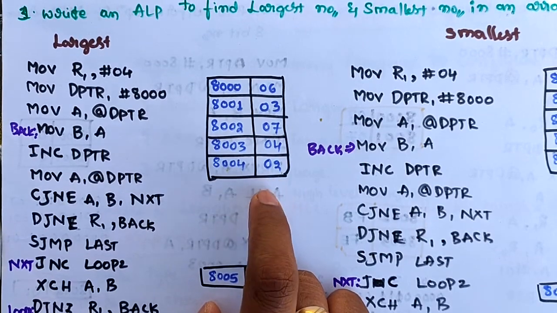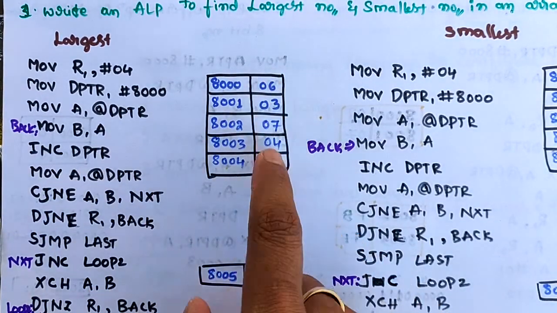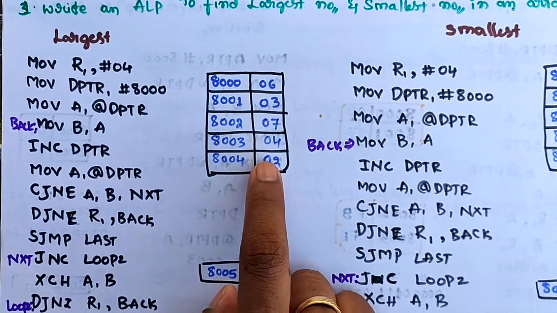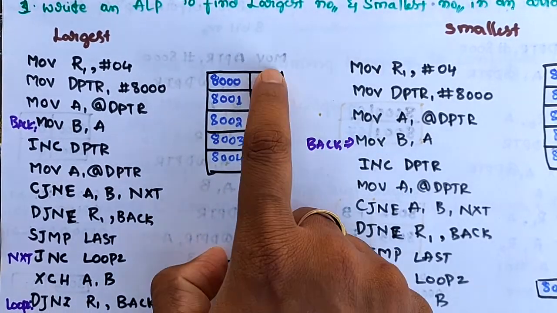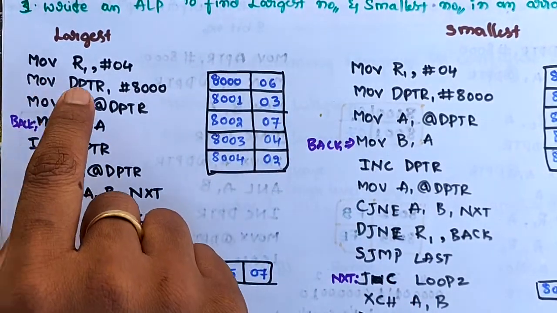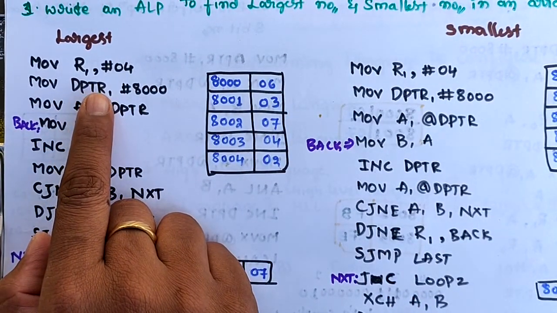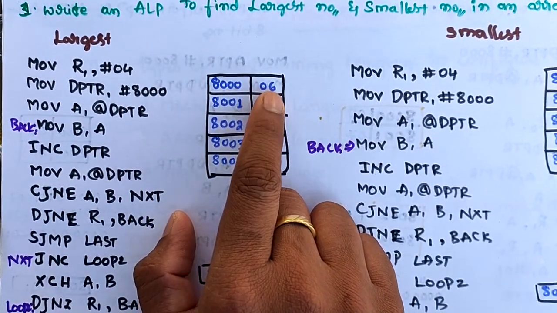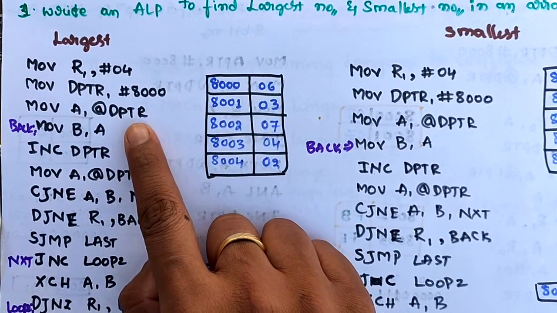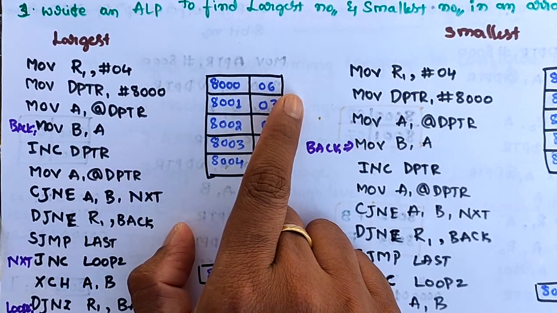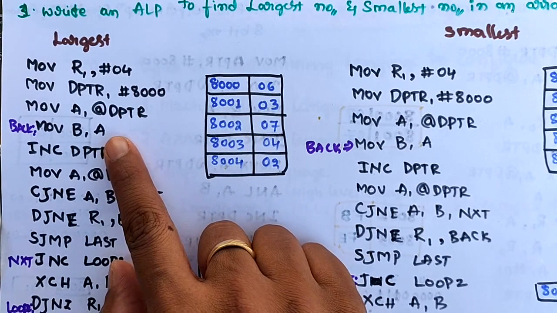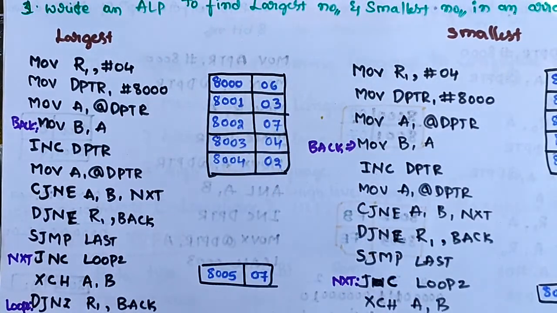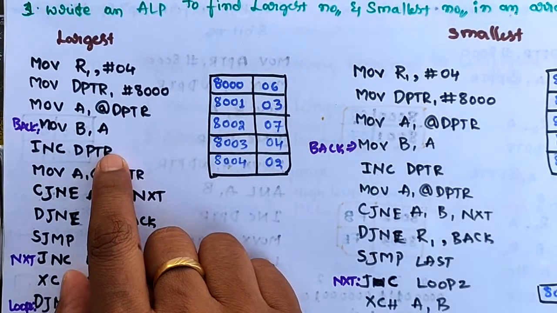Here first we need to initialize the counter. That means 5 counts you need to mention. We are using 5 counts, 4 3 2 1 0. Once it comes to 0, it will get terminated. Therefore start the program by pointing the register to the 8000 location, 06. After that load the content to the accumulator, then move B comma A, that is the content of the accumulator is transferred to the B register, and increment the DPTR.